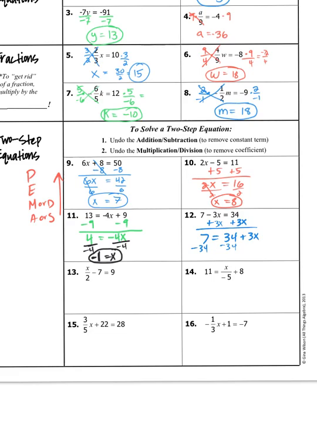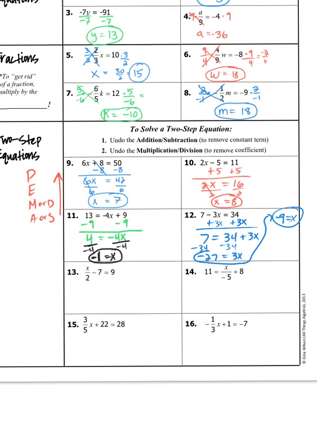So 7 minus 34 is negative 27 equals 3 times x. We're going to finish that up here, divide both sides by 3, so negative 9 equals x. And maybe you did it a different way, and that's totally okay. But x should be negative 9.